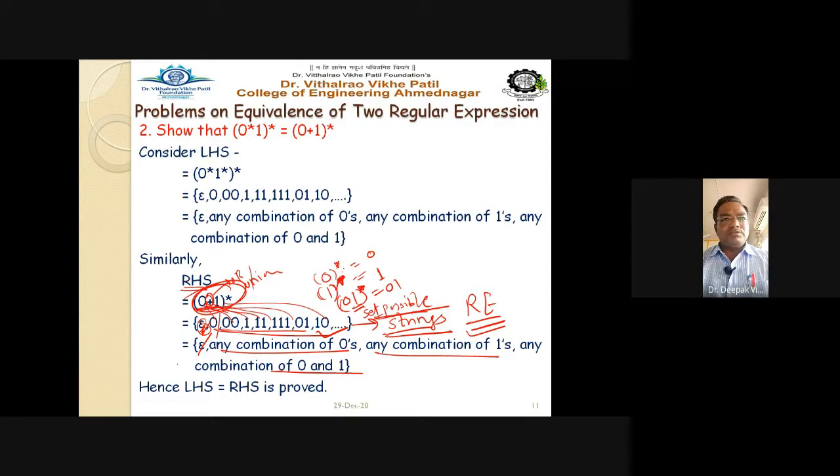So from these two terms, from this description of LHS and RHS, the meaning is that both the regular expression on the left hand side as well as on the right hand side generate the same set of strings. That's why they are called equivalent to each other. Getting this point? The set of strings generated by this particular RE and by this regular expression are equal. That's why these two regular expressions are equal. Okay.